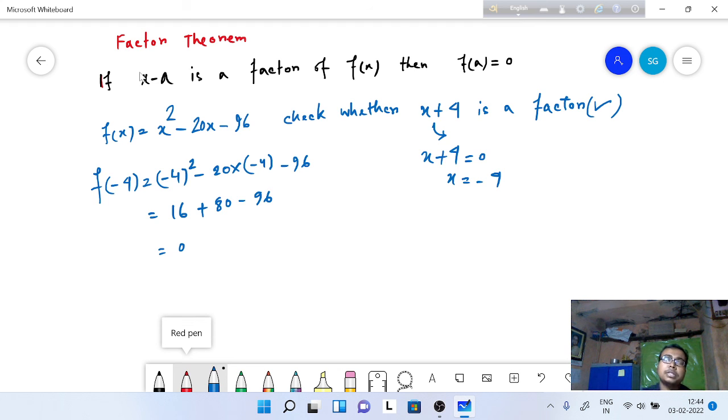So these are the basic concepts of polynomials. I think I explained all the topics to you. Thank you.